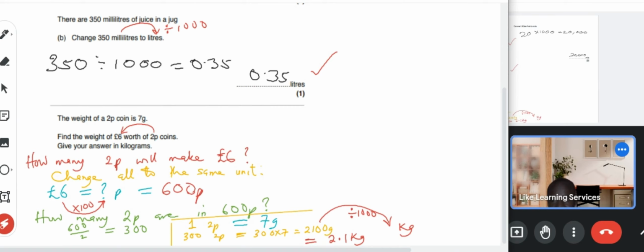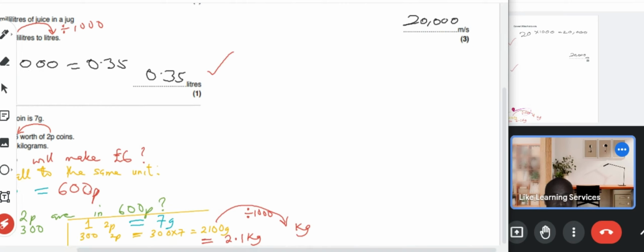That's the steps. That's what you need to do. First of all, find how many 2 pence will make 6 pounds. Then change all of them to the same unit. 6 pounds is equal to 600 pence. So you need to know how many 2 pence are in 600 pence. You do 600 divided by 2, that's 300 2 pence. One 2 pence weighs 7 grams. So 300 of it will be 300 times 7, which is 2,100 grams. And then you change it to kilograms by dividing by 1000.